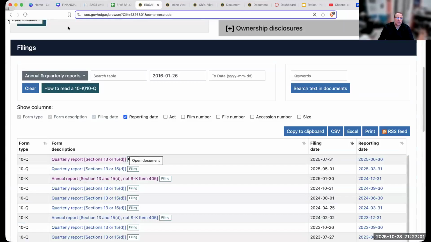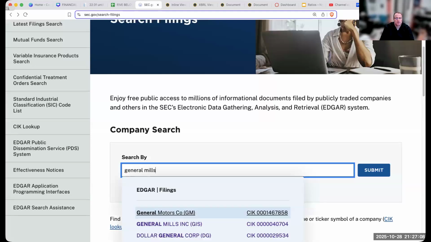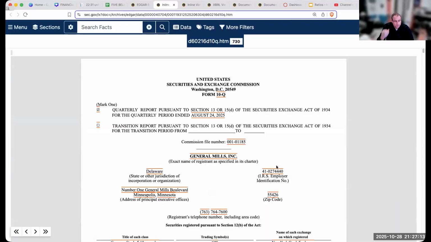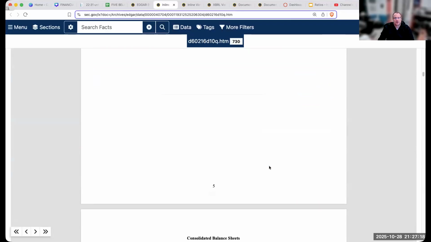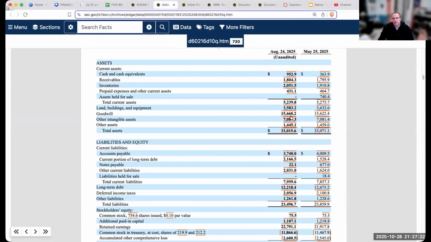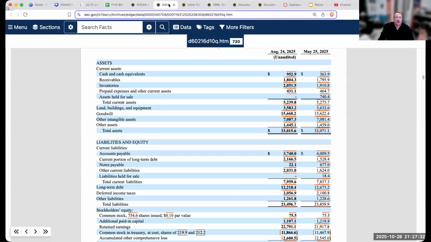If we went ahead and looked at a different company, for example, General Mills, and I'm just going to go ahead and lump in the goodwill and the intangibles together, because this really results out of acquisition. So this is going to be 15,660. And then I have over here 7,087.